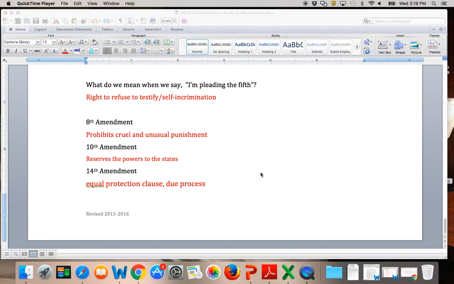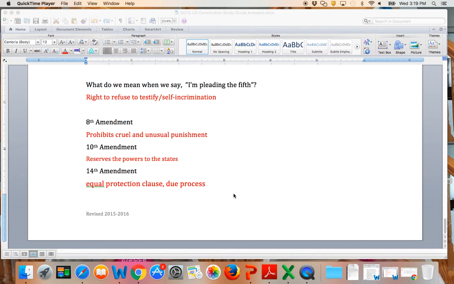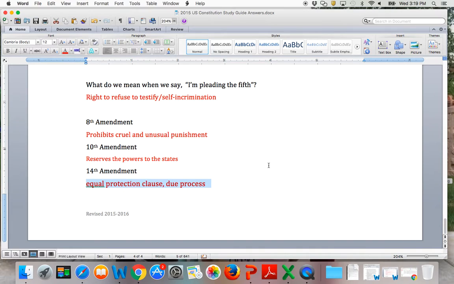And your last one, your 14th Amendment, is your Equal Protection Clause, due process, and also gave citizenship to slaves. That's a quick overview of your U.S. Constitution.